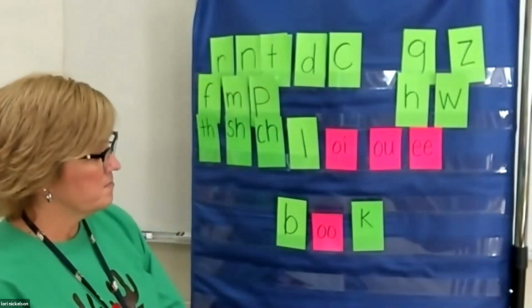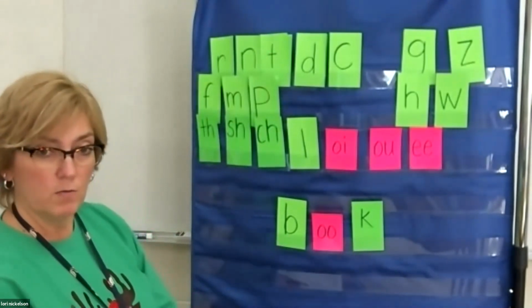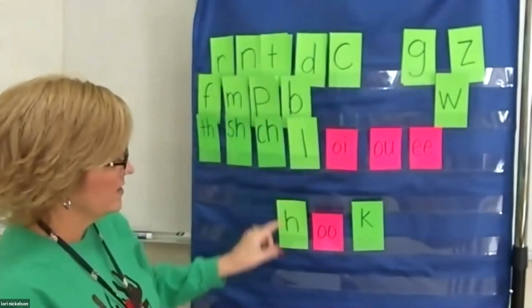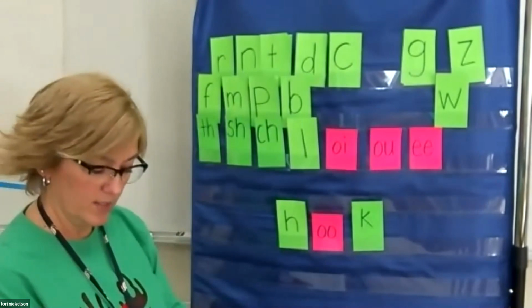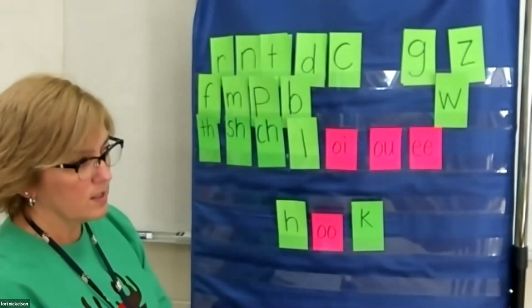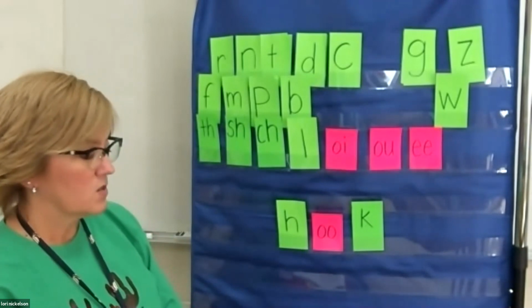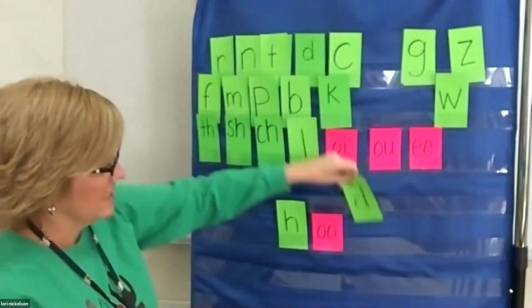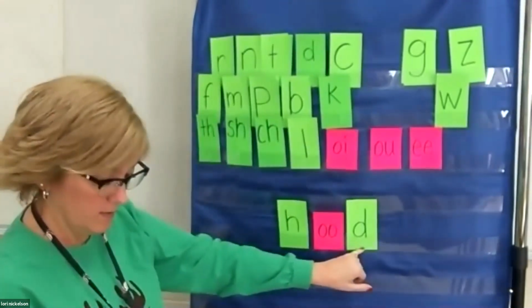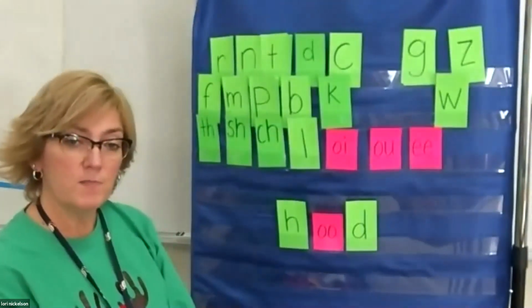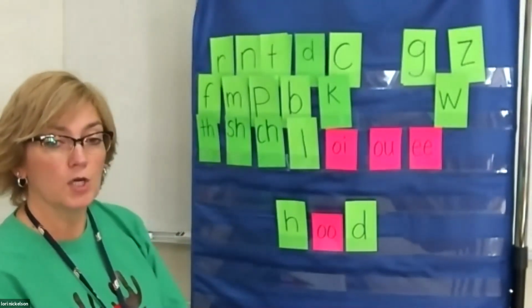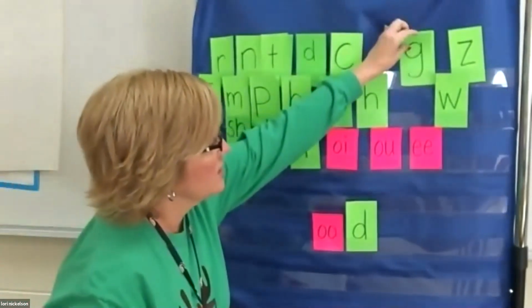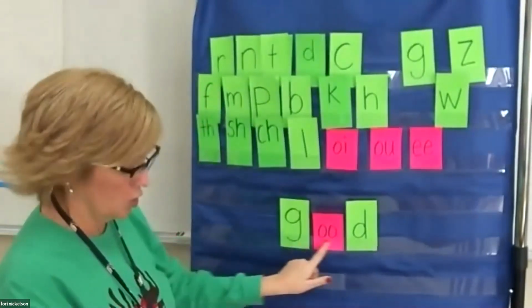Great. What if I wanted to make book hook? Take the B and replace it with an H, right? And now I have hook. Great job. So let's make hook into hood. So I'm going to replace the end sound with what letter? A D. And now I have hood. Great. So let's make hood into good. We're going to replace the H with a what? A G. And now we have good.